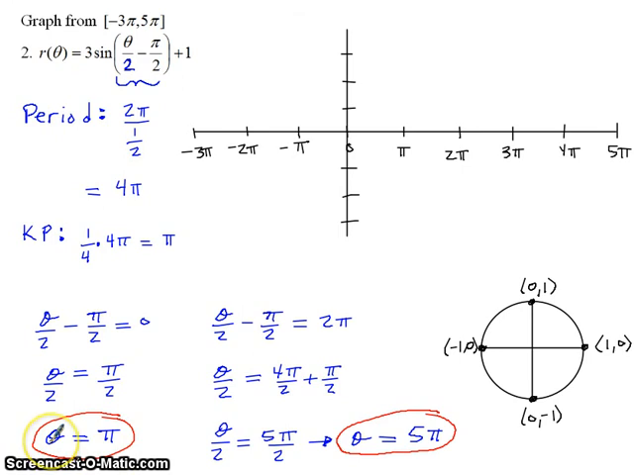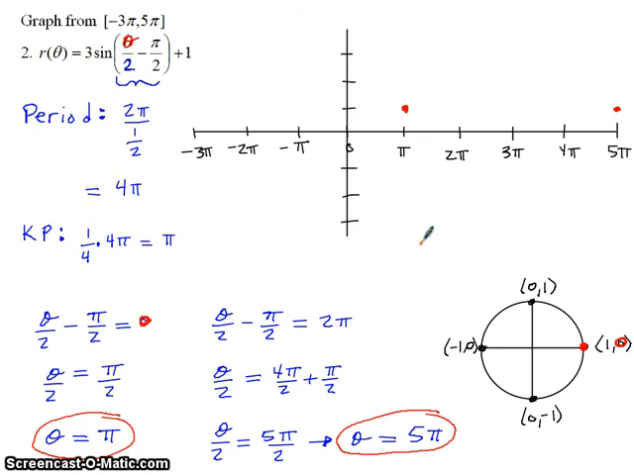So I'm going to start off by plugging in pi and go to 5 pi. When I plug in pi into theta, I know I will end up getting a 0. So I'm going to start off looking at 0 here. What is the sine of 0? It's equal to 0. So I have 3 times 0 plus 1, which gives me a 1 right at the spot. The start and the end of a period are the same, so I'm going to have another point right here.